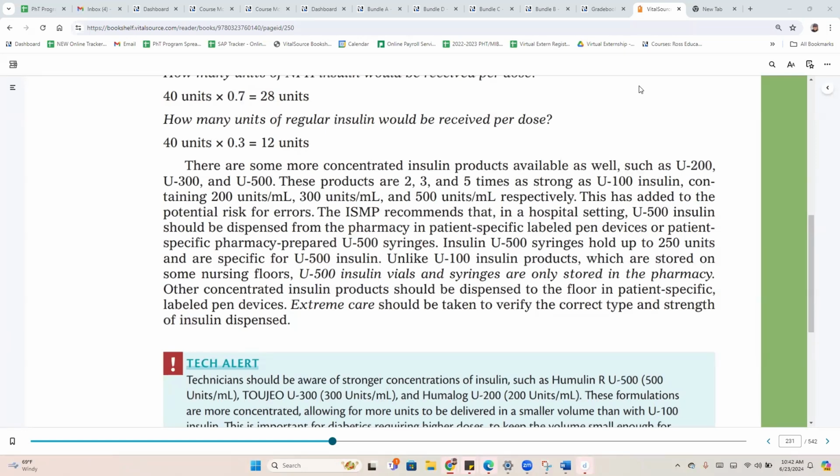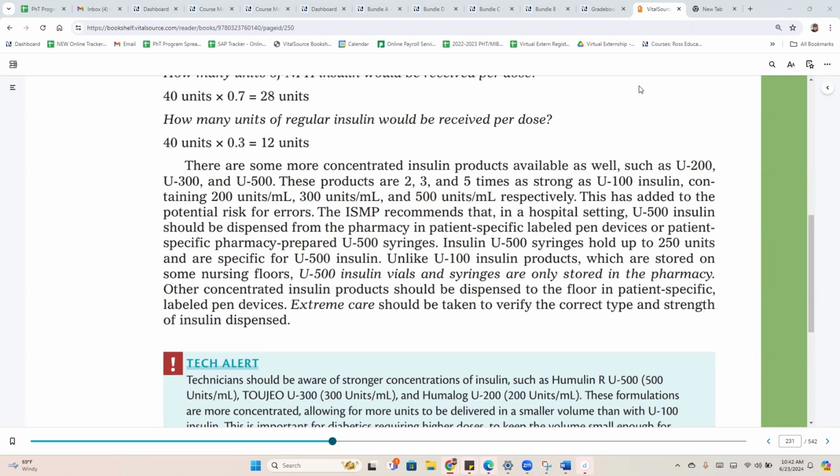There are some more concentrated insulin products as well, such as U200, U300, and U500. These products are 2, 3, and 5 times as strong as U100 insulin, containing 200 units per ml, 300 units per ml, and 500 units per ml, respectively. This has added to the potential risk for errors. The ISMP recommends that in a hospital setting, U500 insulin should be dispensed from the pharmacy in patient-specific labeled pen devices or patient-specific pharmacy-prepared U500 syringes.